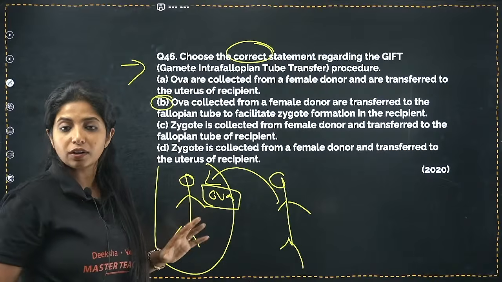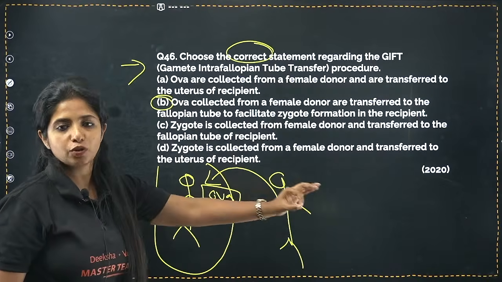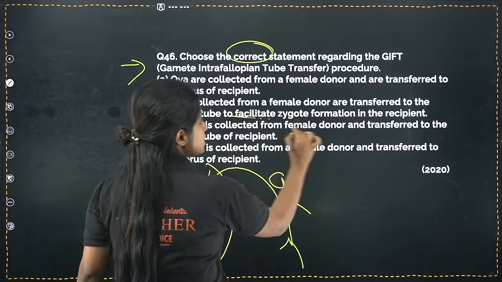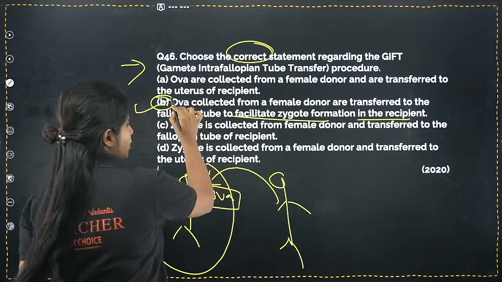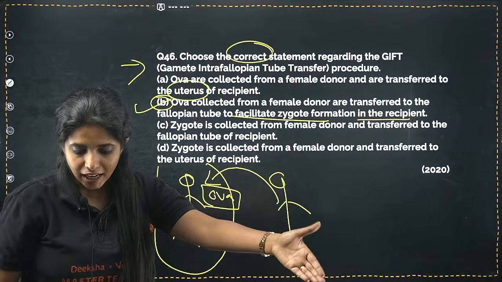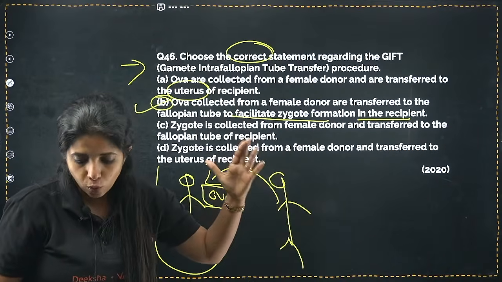Rest everything is going to occur naturally. Only the gamete is going to be transferred. So ova collected from a female donor transferred to the fallopian tube to facilitate zygote formation in the recipient. Correct. Over here it has mentioned uterus of the recipient. You will not transfer it to the uterus. You will transfer it to the fallopian tube only.